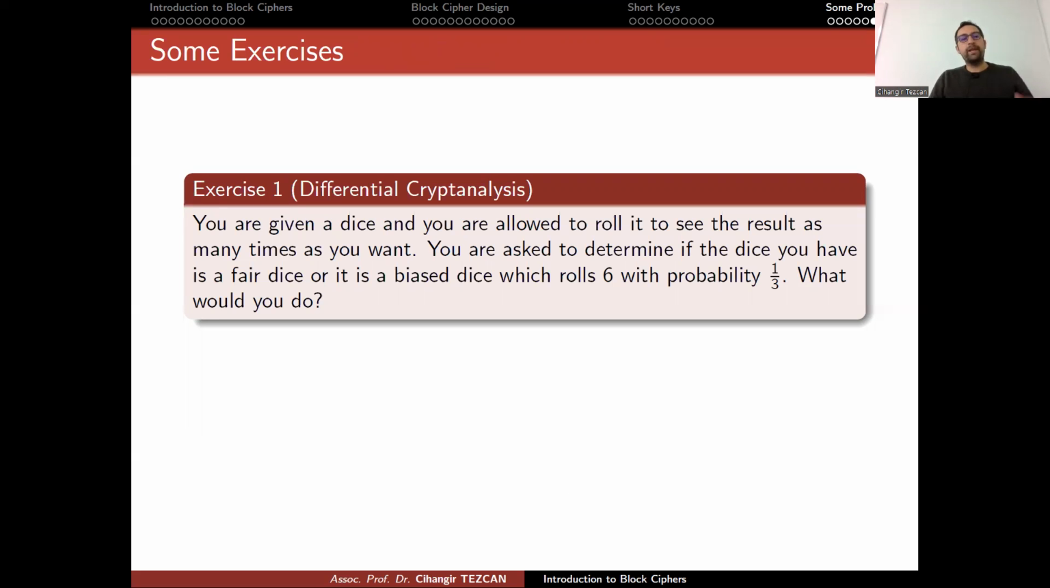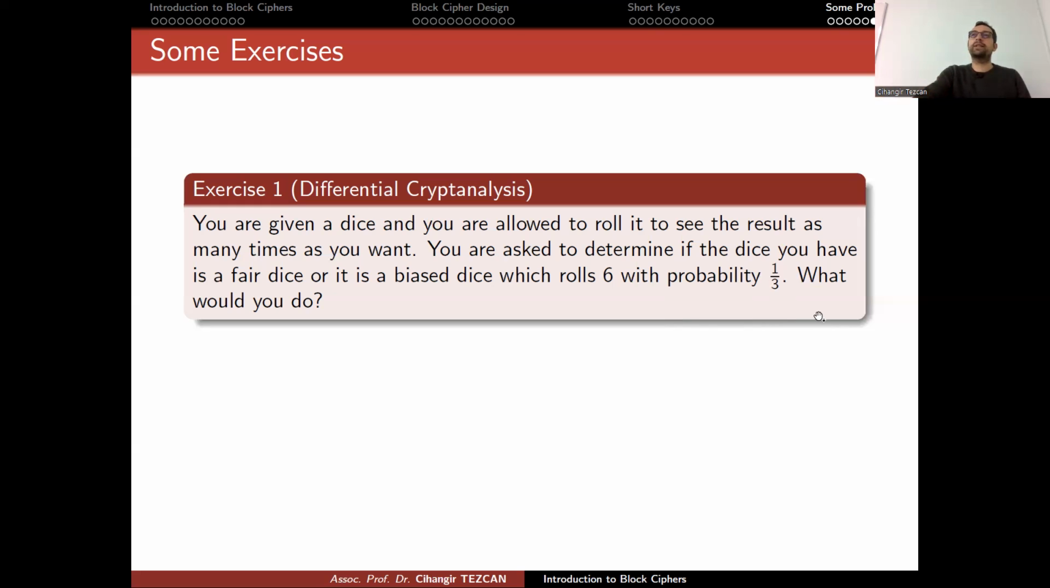The question is as follows. You are given a dice, and you are allowed to roll it to see the result as many times as you want. You are asked to determine if the dice you have is a fair dice or a biased dice, which rolls 6 with probability 1/3. So for a fair dice, the probability should be 1/6. But for a biased dice, assume that it is 1/3.